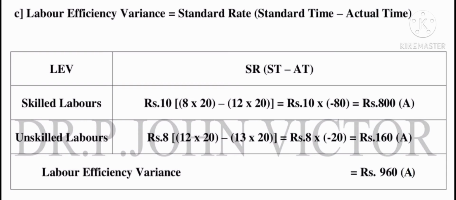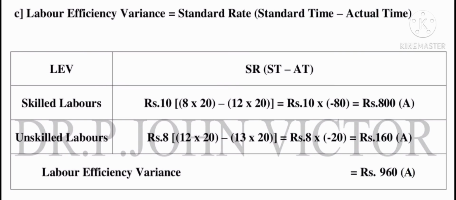Next, let's take the labor efficiency variance. The formula is standard rate into standard time minus actual time. Okay, the short form LEV stands for labor efficiency variance, SR stands for standard rate, ST stands for standard time, minus AT for actual time. Okay, first let's take the skilled labors. Standard rate is rupees 10. Standard time 8 workers into 20 hours minus actual time, that is 12 workers into 20 hours.